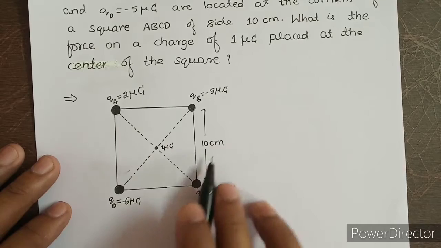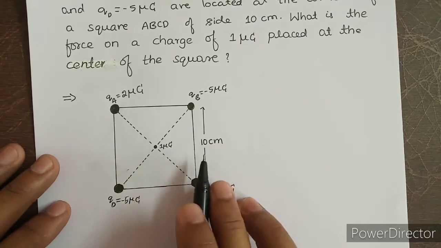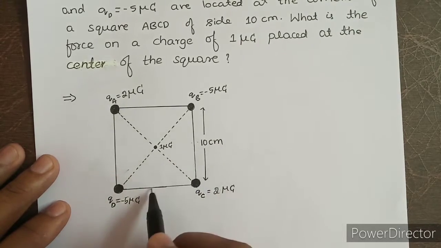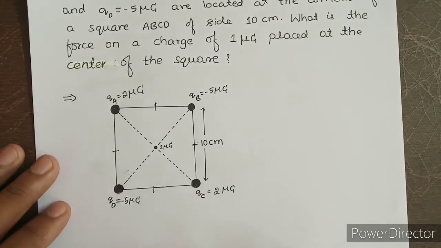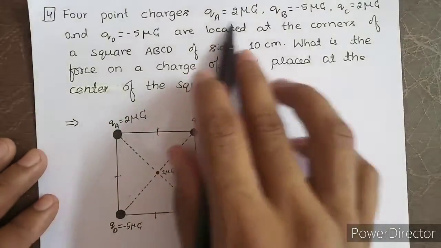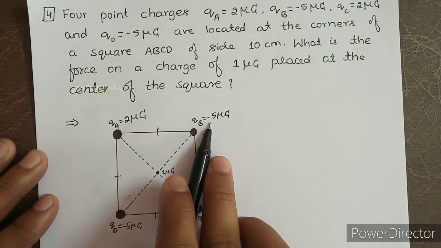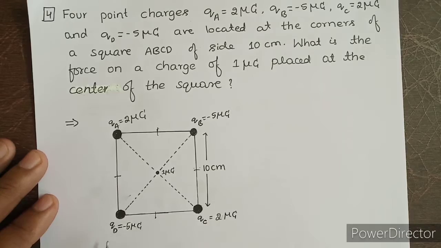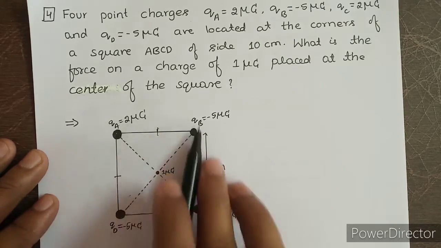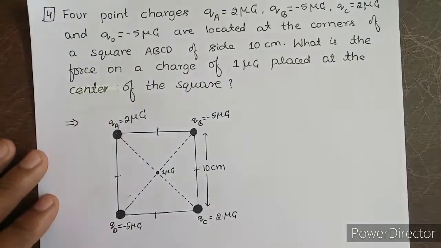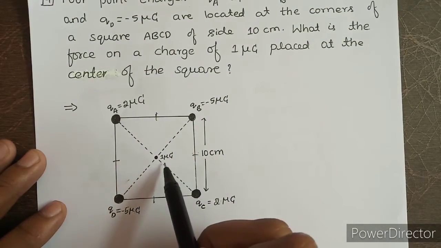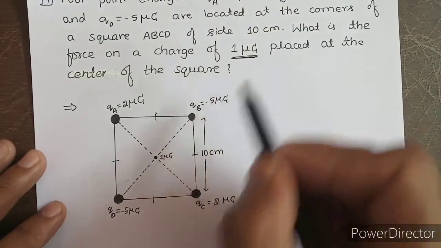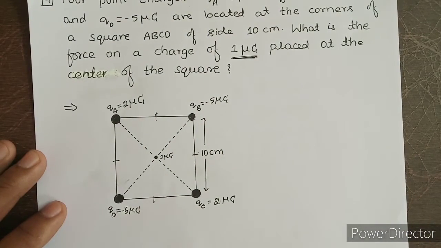Each side is of length 10 centimeter because it is a square. So this length will be equal to this length, will be equal to this length, and that will be equal to this length. All sides are equal. And we have four charges. One is 2 microcoulomb, minus 5 microcoulomb, 2 microcoulomb, and minus 5 microcoulomb, arranged orderly A, B, C, D. Now we will put one more charge here whose value is 1 microcoulomb at the center of the square. And what is the total force acting on it?